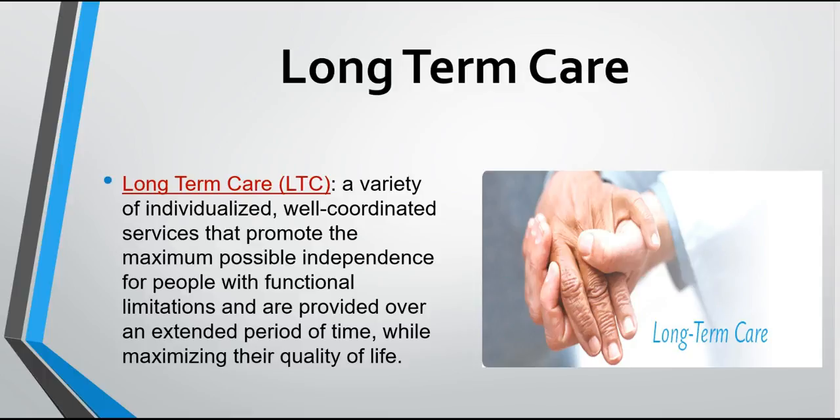Now, most of these services are used by the elderly. On the other hand, the majority of the elderly do not use long-term care. So it's about 70% of older Americans that will eventually need some type of long-term care. So, as I mentioned before, age is not the primary determinant for long-term care. It's functional impairment that leads to that dependency and the need for long-term care.